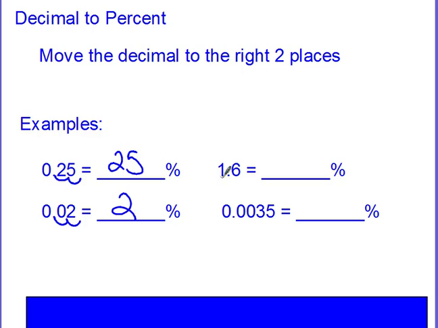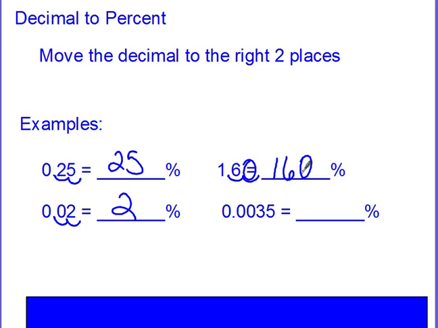1.6, anytime you have a whole number, you're going to end up with a percentage greater than 100. So we take this decimal, we move it over 2 places to the right. If we have an empty place, we do add a 0. So this becomes 160%. And yes, you can have percentages greater than 100.